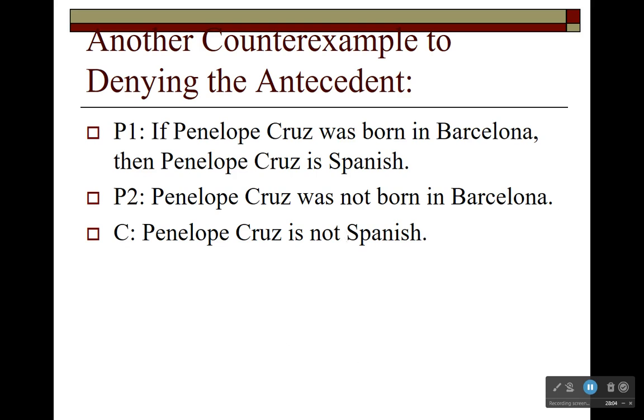So this is another way of bringing out the invalidity of a form of argument. Construct a counterexample. An example of the argument that has exactly the same form as the given argument and that has obviously true premises and an obviously false conclusion.